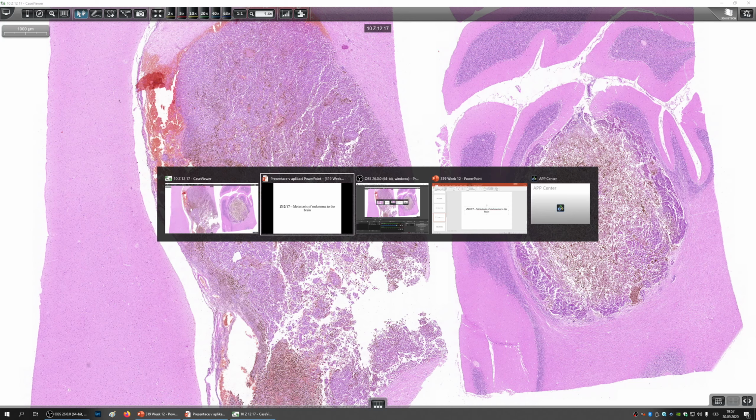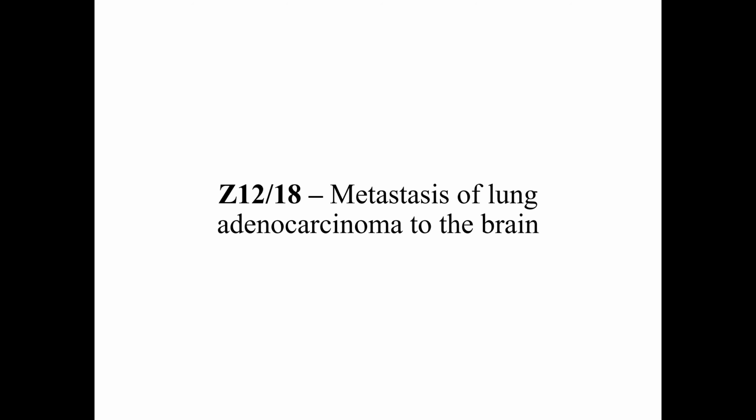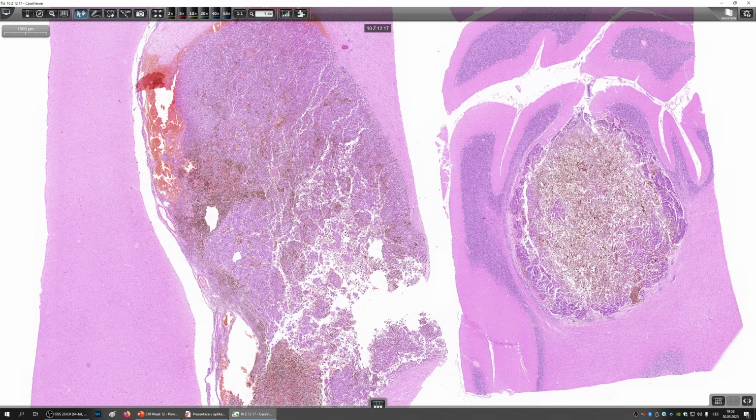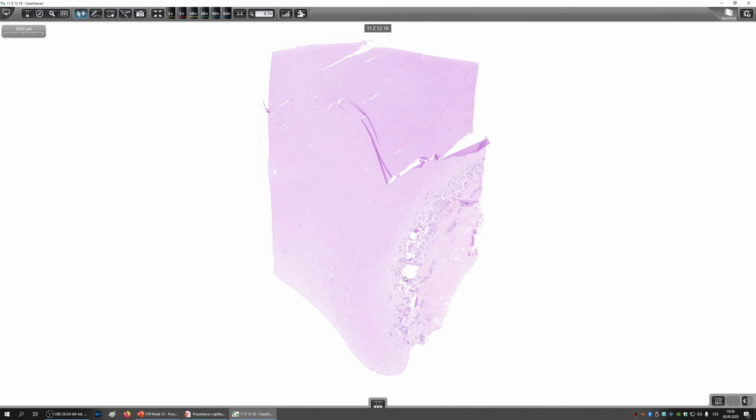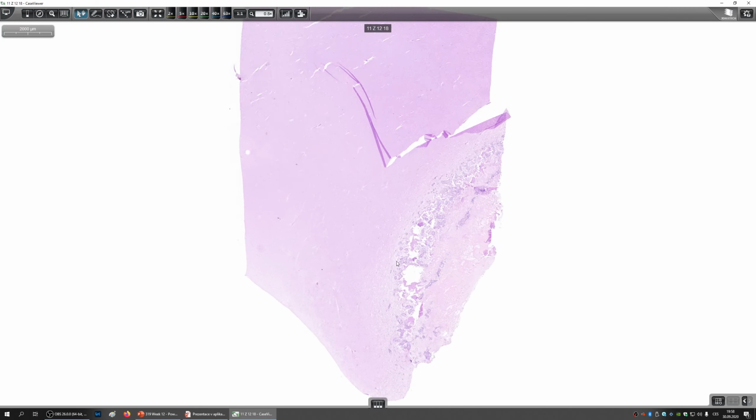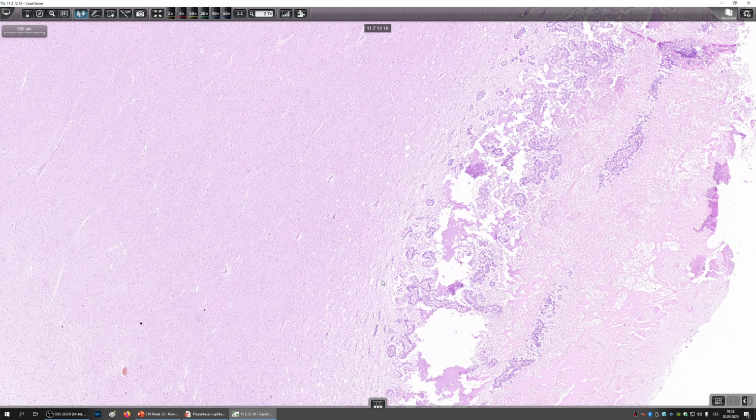unpredictable. And for the final slide, we have one more metastasis to the brain. And this is a metastasis of adenocarcinoma of the lung. So lung cancer can metastasize to the brain relatively early or relatively soon during its clinical course. So patients with lung cancer are at increased risk of early metastasis to the brain. And here we have an unfortunate case. This was a relatively young lady, smoker, who had adenocarcinoma, and it has metastasized to the brain.